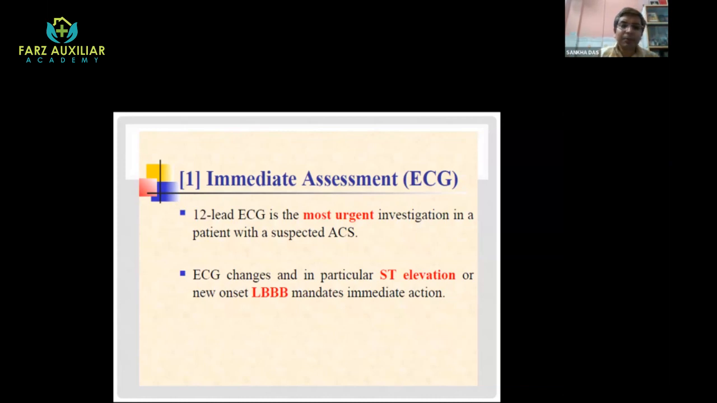A new onset left bundle branch block, which was not present before, is also an indicator of an ST elevation MI. Remember, a new onset left bundle branch block. Even a new onset right bundle branch block in the background of anterior wall MI is also prognostically bad.